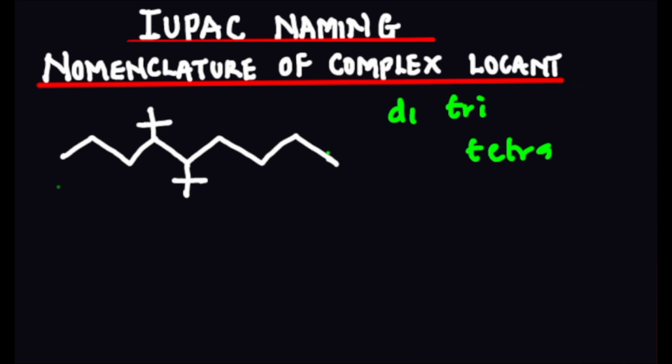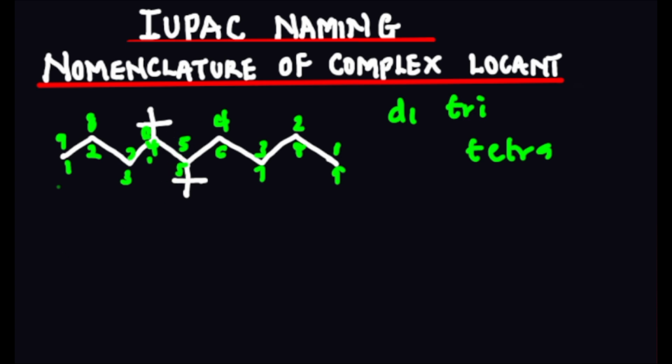It's still normal naming, just have to number forward and backward. If you start from here, you're going to have 1, 2, 3, 4, 5, 6, 7, 8, and 9. And if you number backward, you're going to have 1, 2, 3, 4, 5, 6, 7, 8, and 9. I think numbering backward is going to make sense. Why? Because our attachment is on 4 and on 5. And if you look at the attachments, they are quite similar. They are the same.